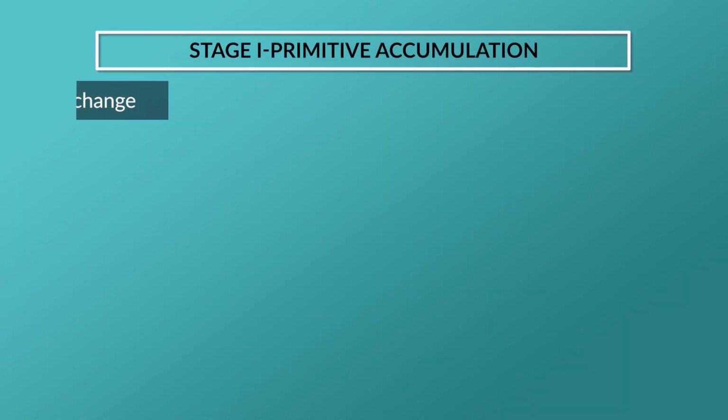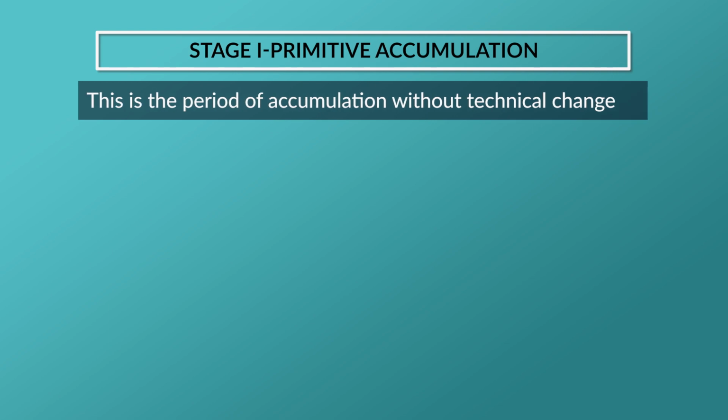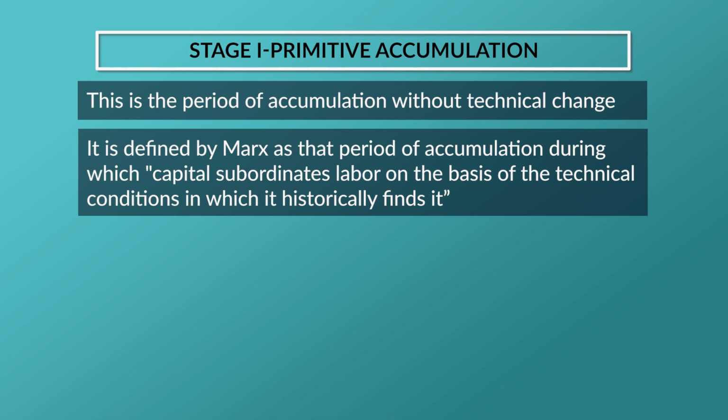Let us now look at the stage of primitive capital accumulation. This is the period of capital accumulation without technical change. It is defined by Marx as that period of accumulation during which capital subordinates labor on the basis of the technical conditions in which historically it finds it.